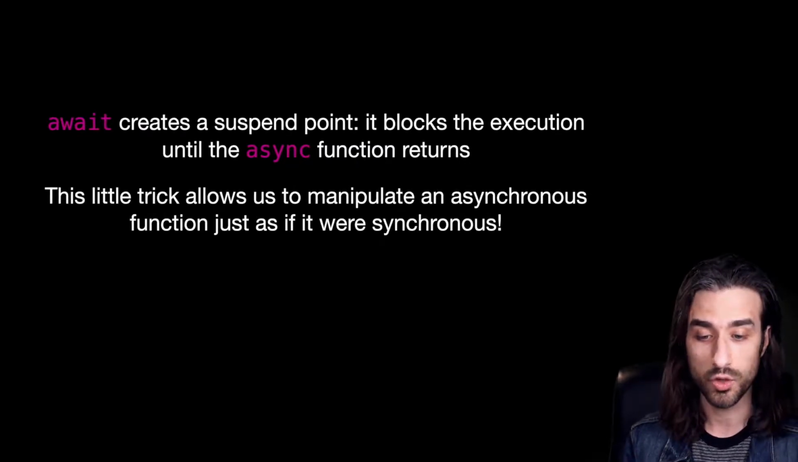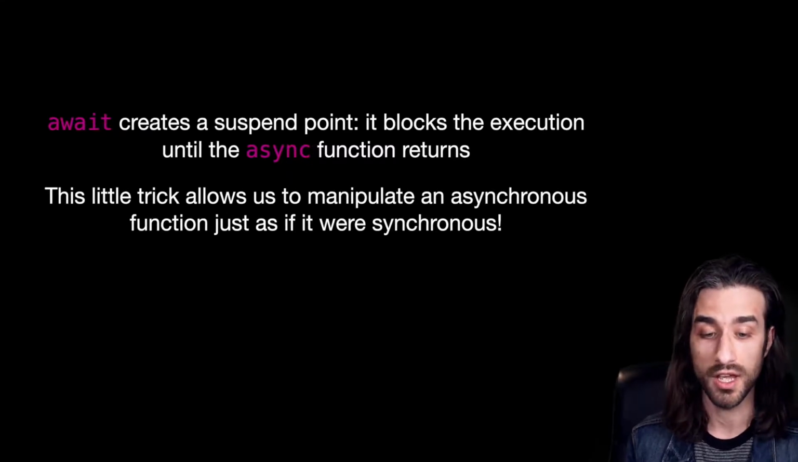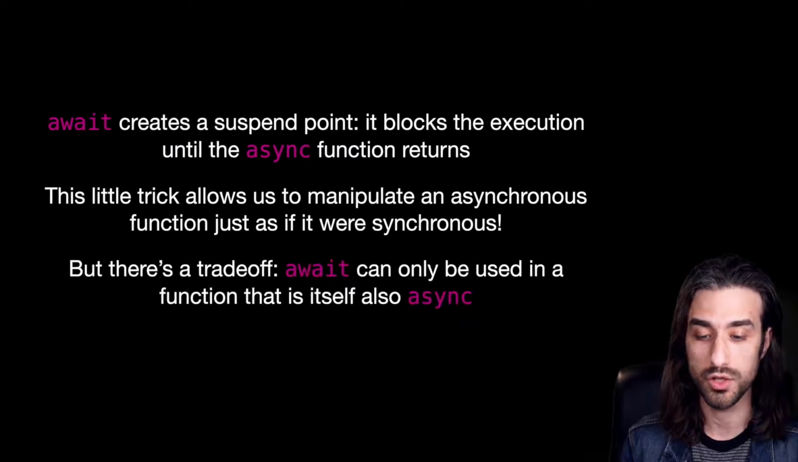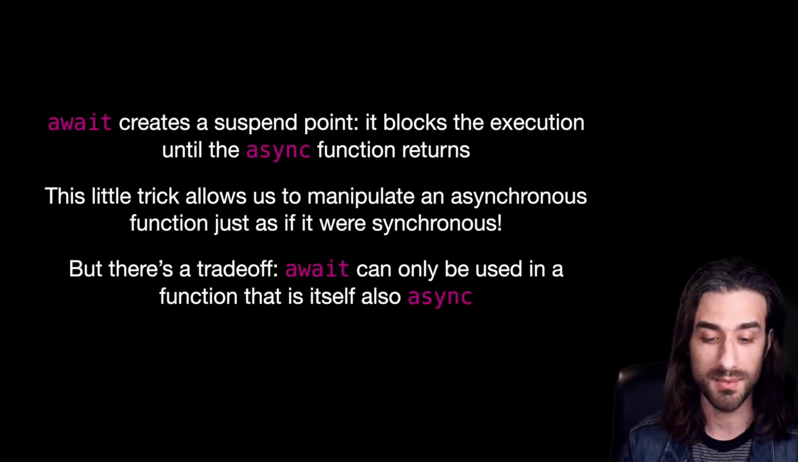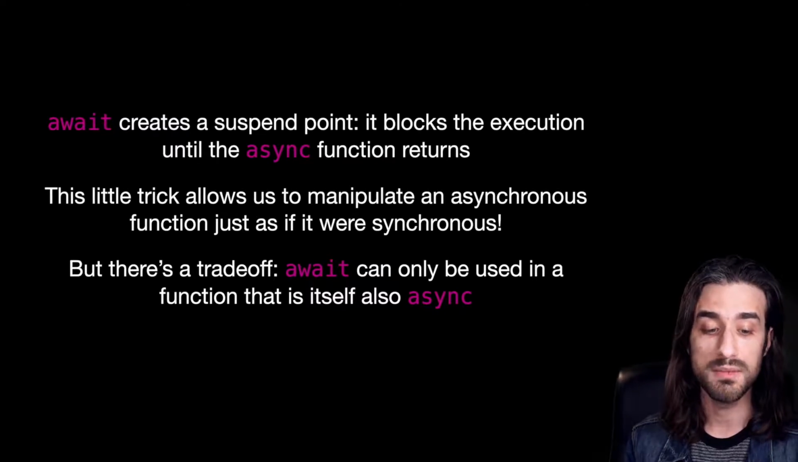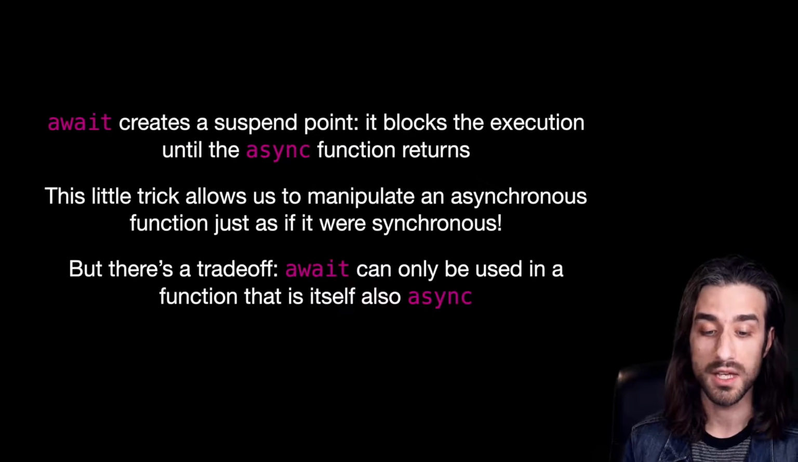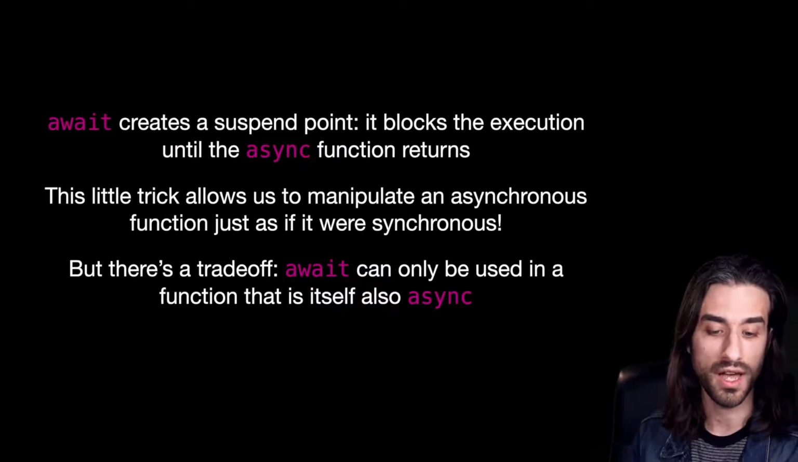And this little trick, the nice thing with it is that, as I've just said, it allows us to now manipulate asynchronous functions just like if they were synchronous, and it is going to help us a lot in managing the way that we call asynchronous code. But of course, as we can imagine, there is a trade-off: await can only be used in a function that is itself also async, meaning that an async function can only be called from another async function.